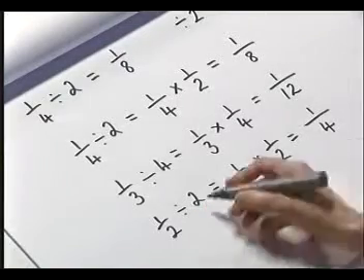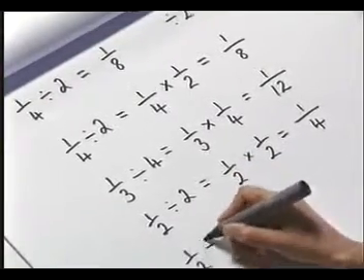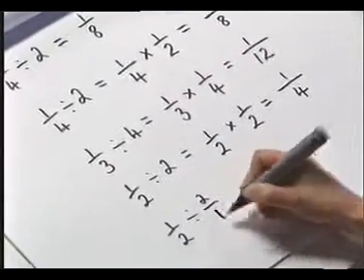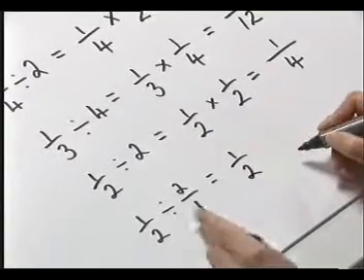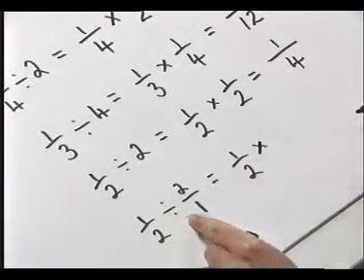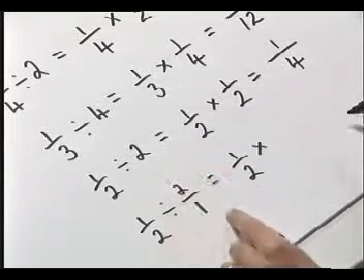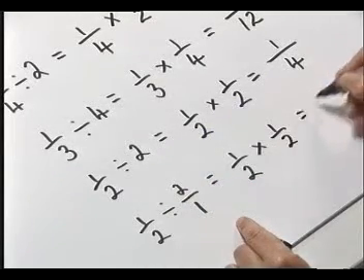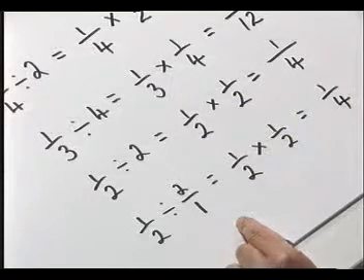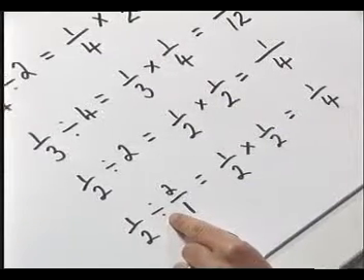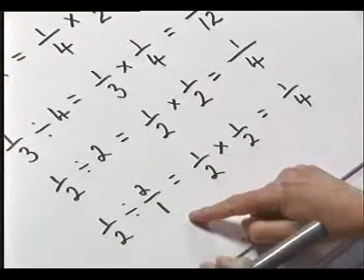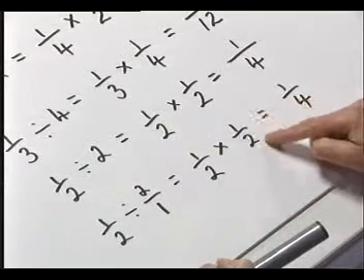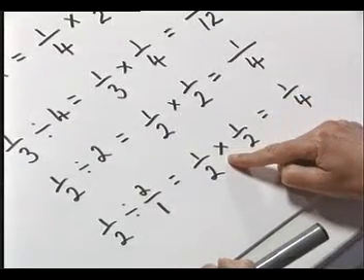Now, as we can write any whole number as a fraction, I could write this as a half divided by 2 over 1. And then what's happening here is when I multiply, I'm turning this upside down. So to divide fractions, you take the divisor, the one that's doing the dividing, and you turn it upside down and you multiply.